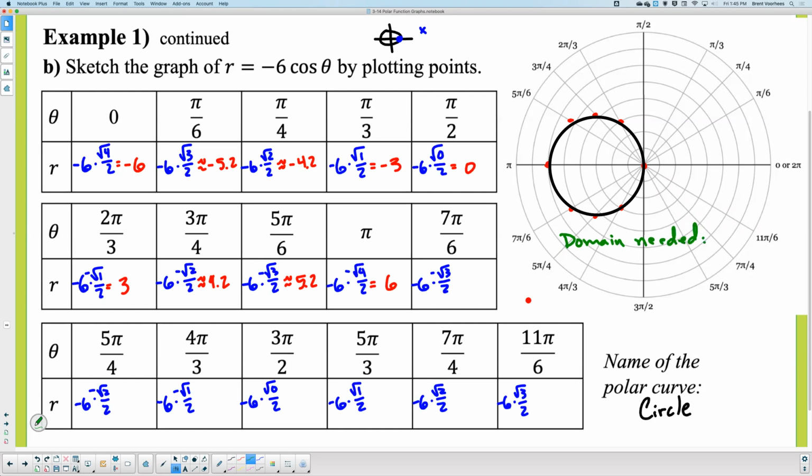How much domain do we need to graph that whole circle? 0 till when did I complete the circle? Someone say pi. Pi. Okay.